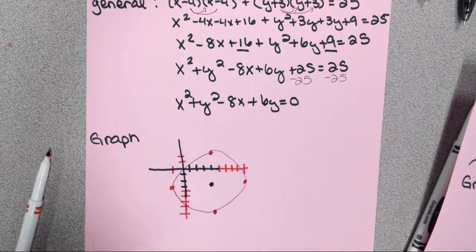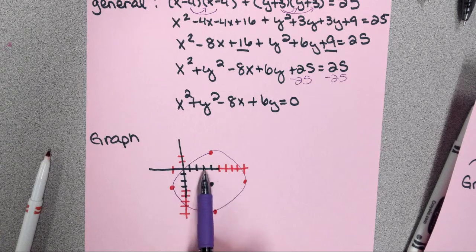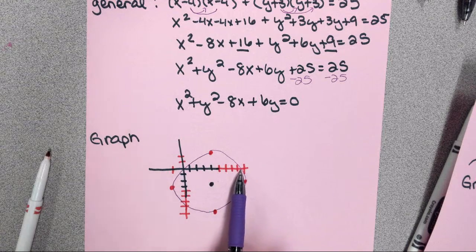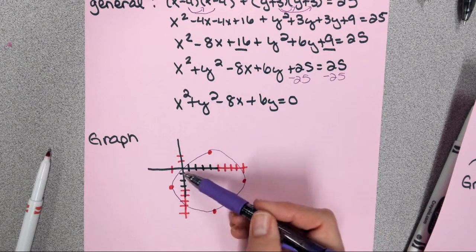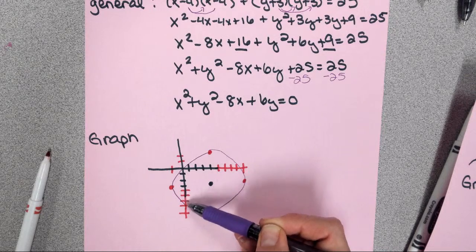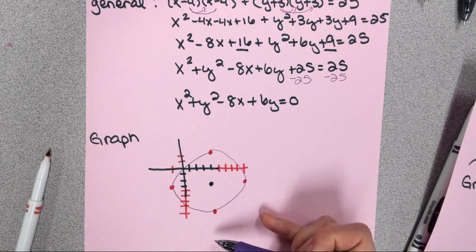How many times does this circle touch the x? 2. How many times does it touch the y? 2. Now, depending on how well you draw your picture, depends on if you can tell from your picture. From my picture, it looks like it touches the x around 0, and then somewhere over here, 1, 2, 3, 4, 5, 6, 7, 8, 9-ish. It looks like it touches the y around 0, and 1, 2, 3, 4, 5, 6, negative 6 or negative 7-ish. I can't really tell. Because you can't tell, you have to do some algebra.